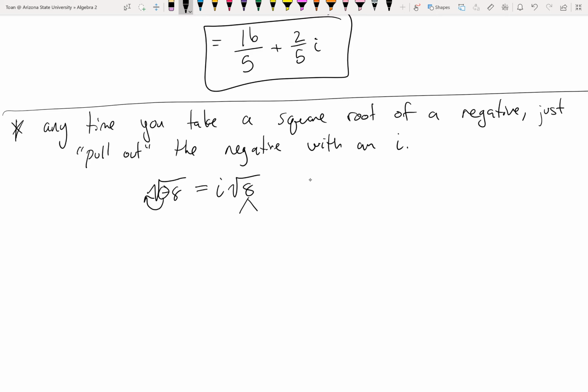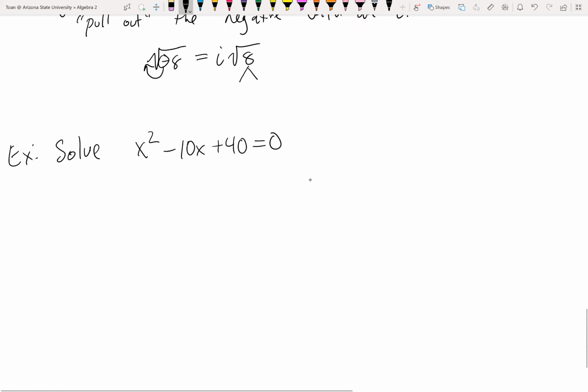Let's just go ahead and do a quick example here. Suppose I ask you to solve, I don't know, x squared minus 10x plus 40 equals 0. Right. This looks like an example we did yesterday. The first thing I want to do is try factoring. But gosh darn it, it's not factorable. So if it's not factorable, you can use completing the square or the quadratic formula. Since the leading coefficient is 1 and this guy is even, I'm going to use completing the square because I think it's easiest. So I'm going to subtract the 40.